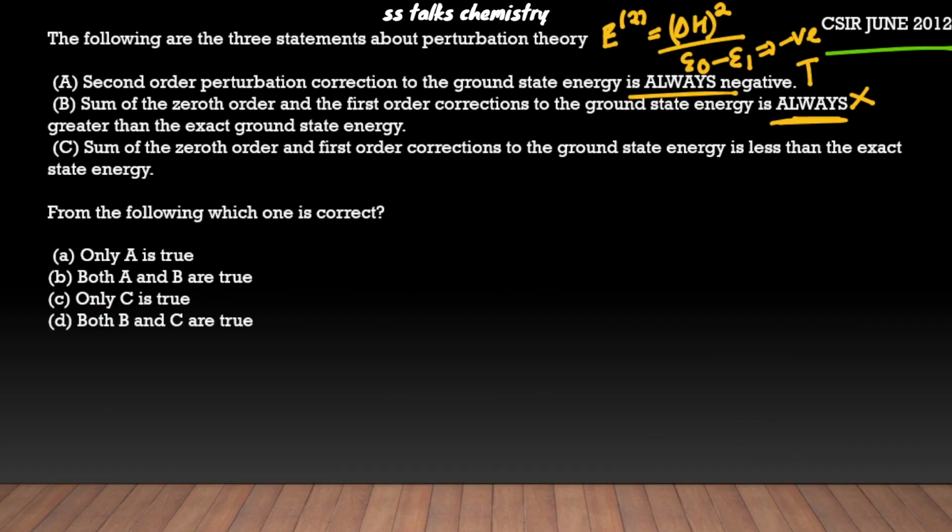Next, the sum of the zeroth order and the first order correction to the ground state is less than that of the exact state energy. Again incorrect, because the first order correction that you have is always 0 or positive. So it is going to be either equal to the exact energy or greater than this, never less than the exact energy. So only A is the correct statement. So option A becomes the right answer.